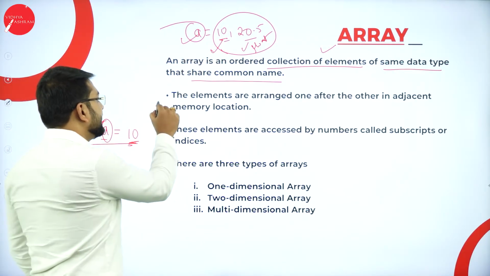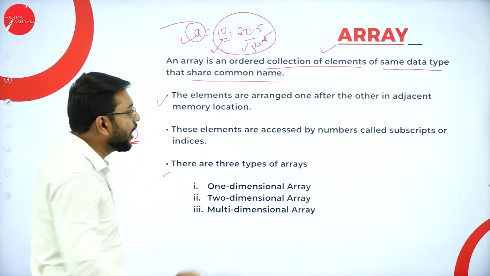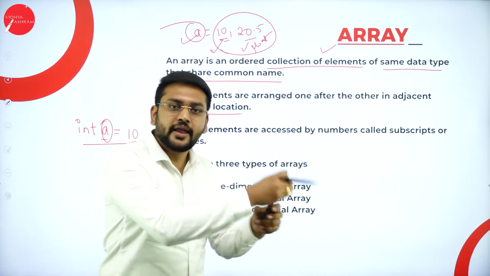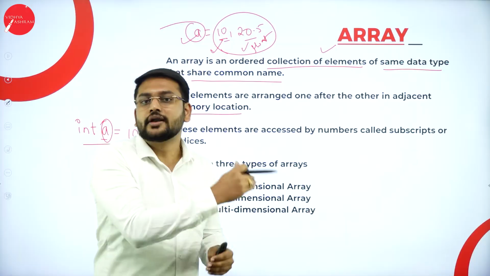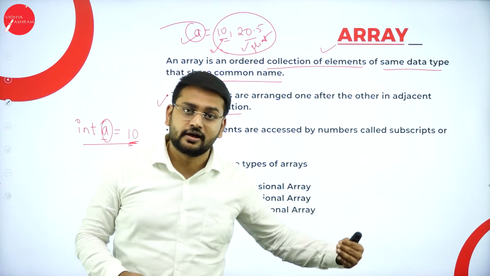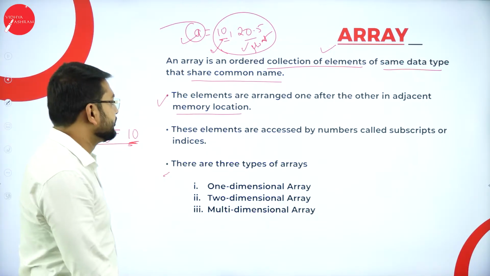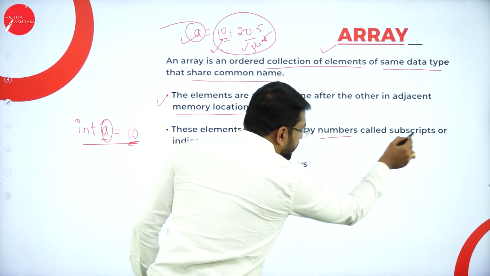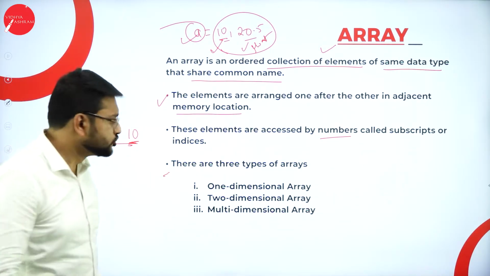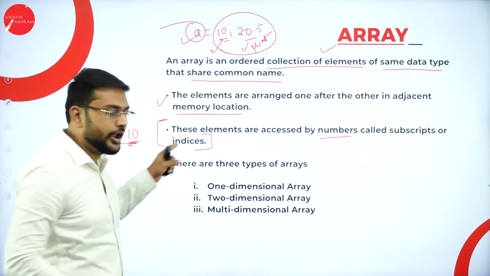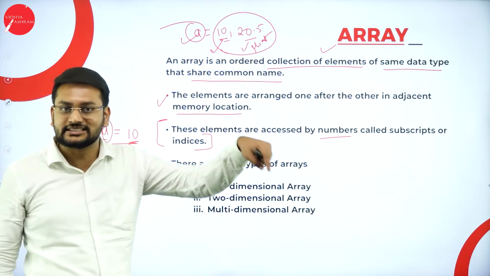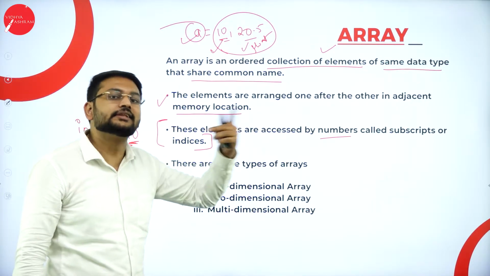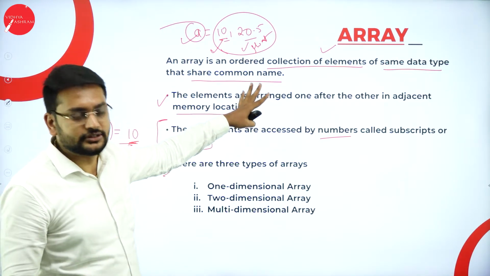So fine, moving forward to the next point. The elements are arranged one after the other in adjacent memory locations. One by one, you will be placing the elements, which is what they call adjacent. So the next point: the elements are accessed by numbers called subscripts. Sir, what is the meaning of subscript? So guys, please remember this point. I will explain with an example in the next slide, so let me not discuss this right away. So you understood the basic concept of an array.